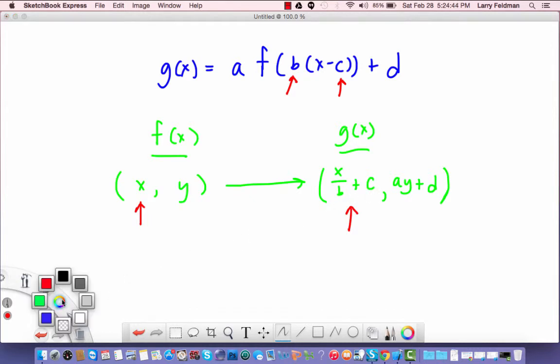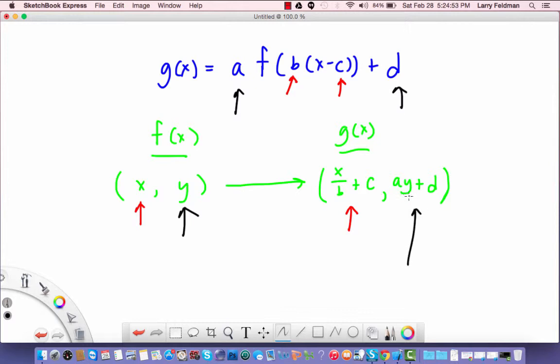And similarly, the y value is only affected by a and d, and that's what we have here. You take the old y value, you multiply it by a, which is the vertical stretch, shrink, and reflection over the x-axis, and you add d, which is the vertical shift. And again, if d is negative, you're just moving down instead of up. If d is positive, you're moving up. So this is a very convenient way of figuring out how points map from f to g.